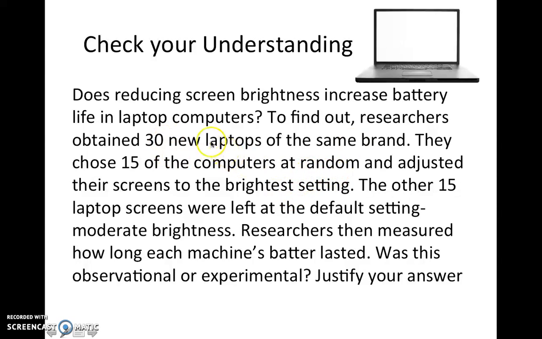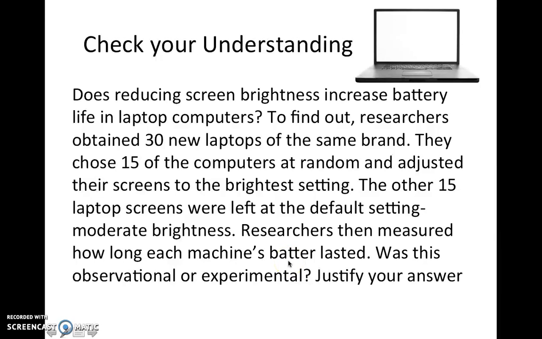You would take your 30 computers and number them from 1 to 30, and then do a random sample either on your computer, or you would use that table and choose 15 of them to have their screens adjusted to the brightest setting. And then the other 15 you would just leave at default settings. And then they measured how long each machine's battery lasted. In this case it says batter lasted, but there's a misspelling here. There should be a Y.